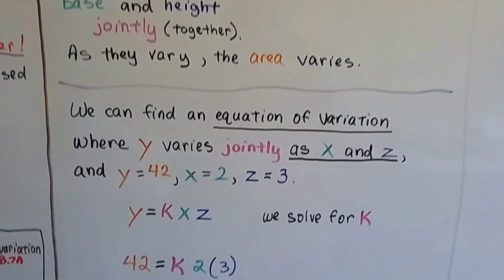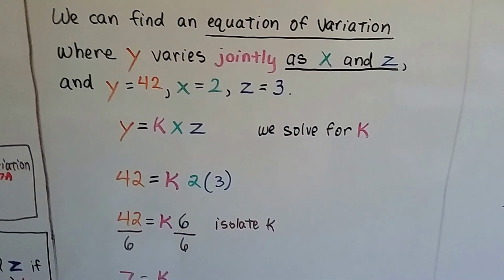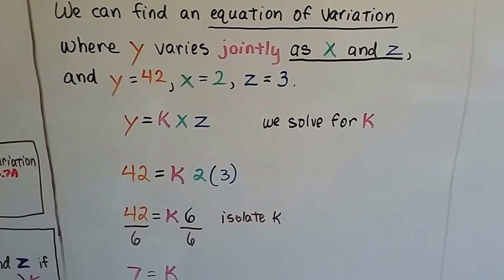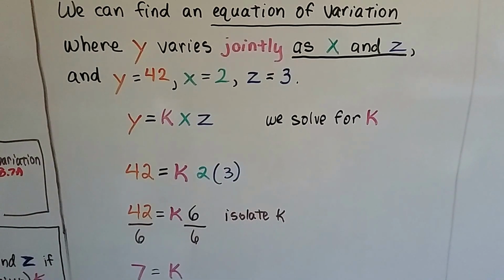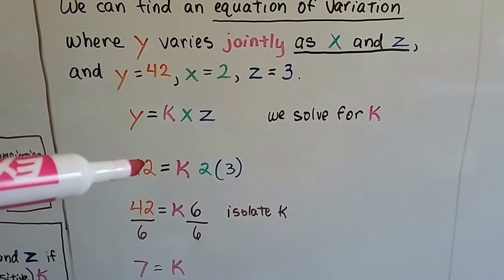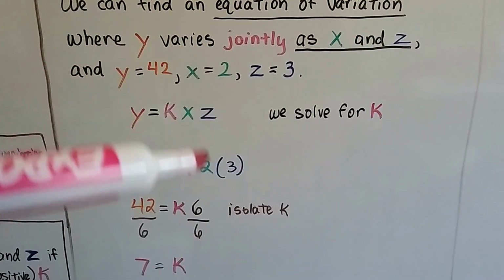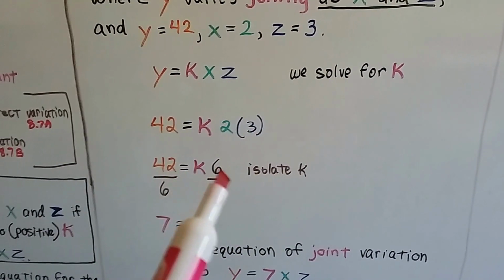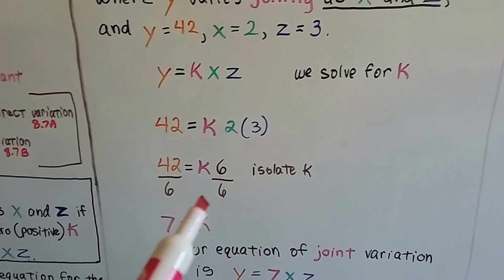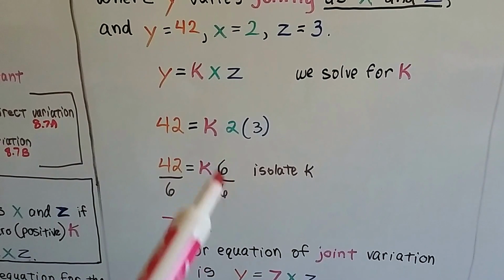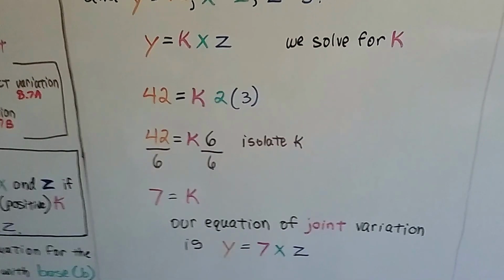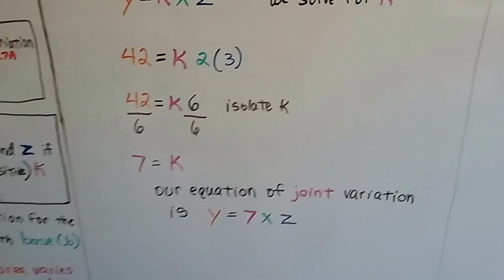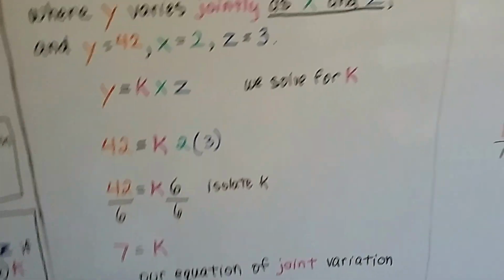We can find an equation of variation where y varies jointly as x and z. If y equals 42, x equals 2, and z equals 3, we just plug it into the equation. We substitute it in and we solve for k. So instead of y, we have 42 equals k times 2 times 3. So that puts this side at 6. So 42 equals 6k. We isolate the k because that's what we're solving for. So we can divide each side by this 6 next to the k. We get a 7. So our equation of joint variation is y equals 7xz, because that's going to be our constant, okay?